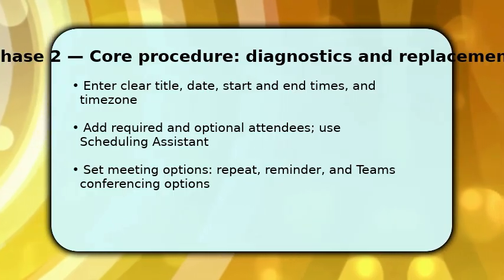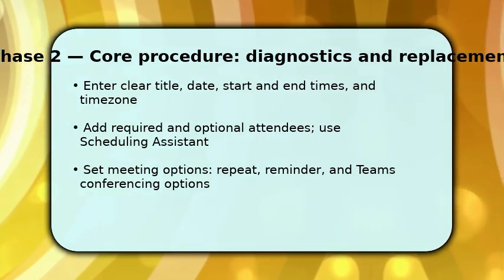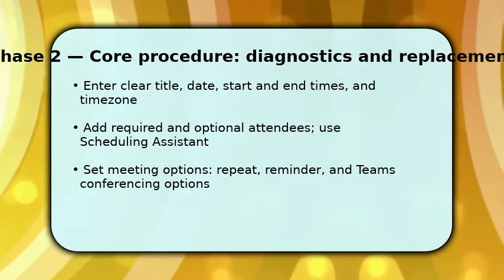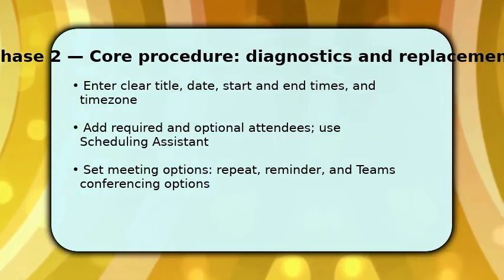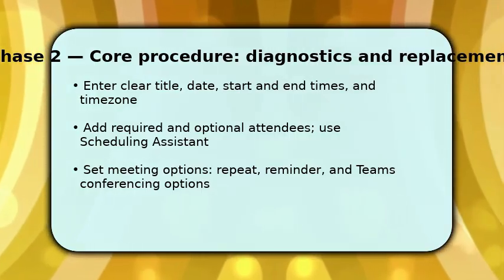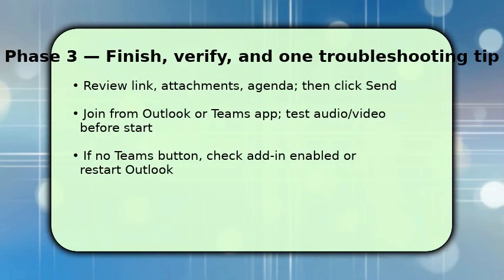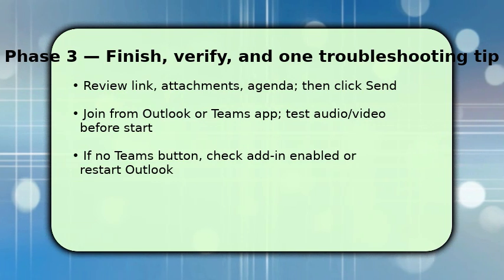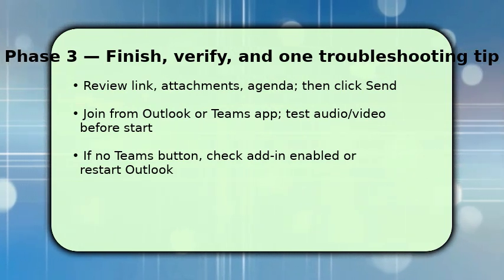Once attendees are set, choose recurrence if needed, set a reminder, and click meeting options in the Teams link to configure lobby and presenter settings. This ensures the right people bypass the lobby, and finish by reviewing the Teams link, attach an agenda or files, then click send. Attendees receive the invite with the join link.